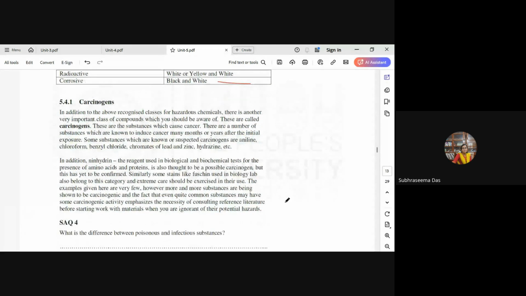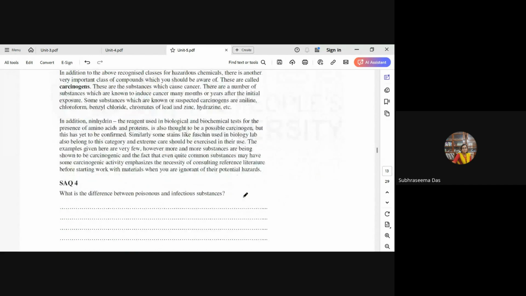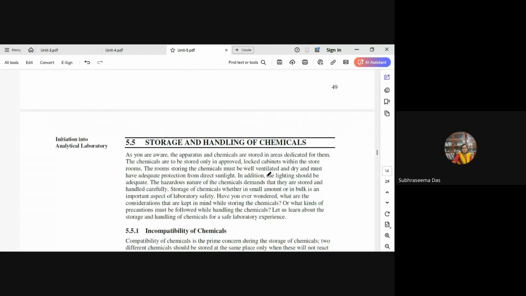Then coming to carcinogens. Carcinogens, as the name implies, are cancer-causing substances. These are chemicals which cause cancer, such as aniline, benzyl chloride, pyridine, and chromates of lead and zinc. So these chemicals which cause cancer are called carcinogens.